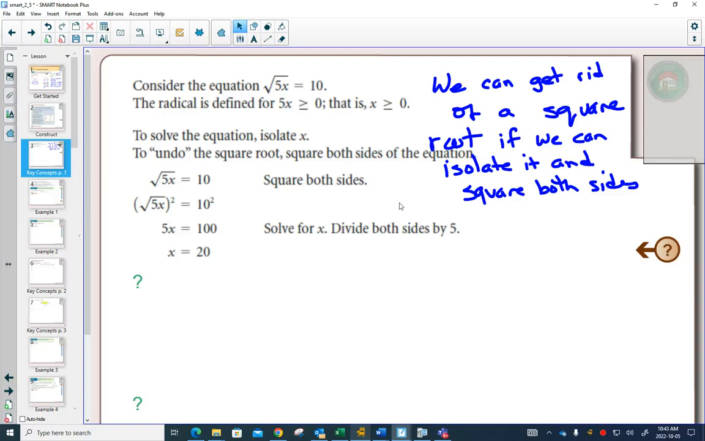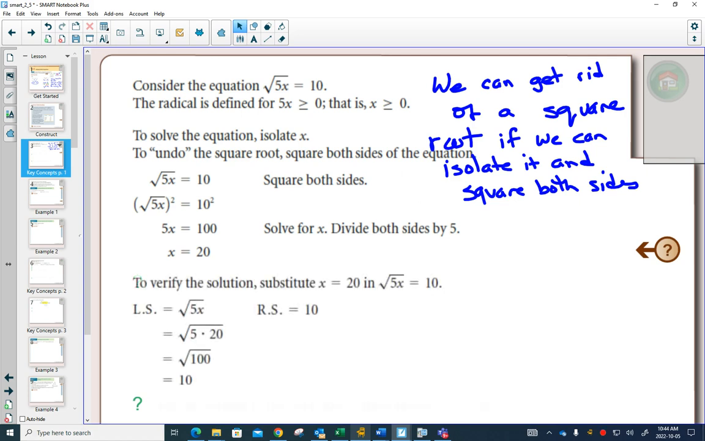Here we go. So you can get rid of a square root. First of all, it has to be all by itself, because if you square a side that isn't all by itself, you're going to have to FOIL, and it probably won't get rid of it. But if it is all by itself, like this root 5x is all by itself, you square both sides, then you get 5x equals 100, and divide, and you get 20.